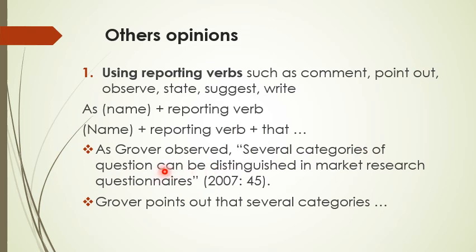But remember, this is not the best way to report others' findings. The best way is reading the paper, reading the research, getting the idea, and then writing it down in your own words, which is called paraphrasing. Paraphrase their findings. Here is: Grover points out that several categories, or something like that. So this is the way to report others' observation or refer to a particular observation.